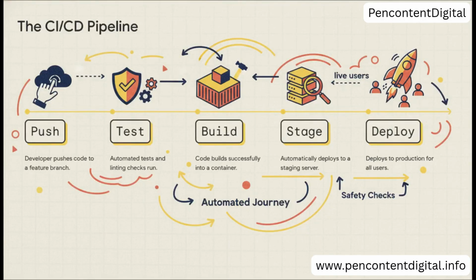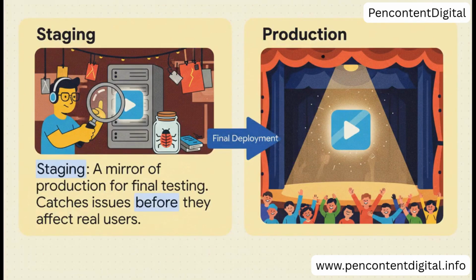And this timeline shows that whole CI/CD pipeline in action. It's this beautiful automated journey from a developer's computer all the way to live users, with safety checks built in at every single stage. This whole process just slashes manual errors and makes your release cycle so much faster. Now, a super critical part of that pipeline is the staging environment. This is an exact clone of your live production server. Deploying here first is like the final dress rehearsal before the big show. It lets you catch any last-minute issues before they ever have a chance to impact your actual users.